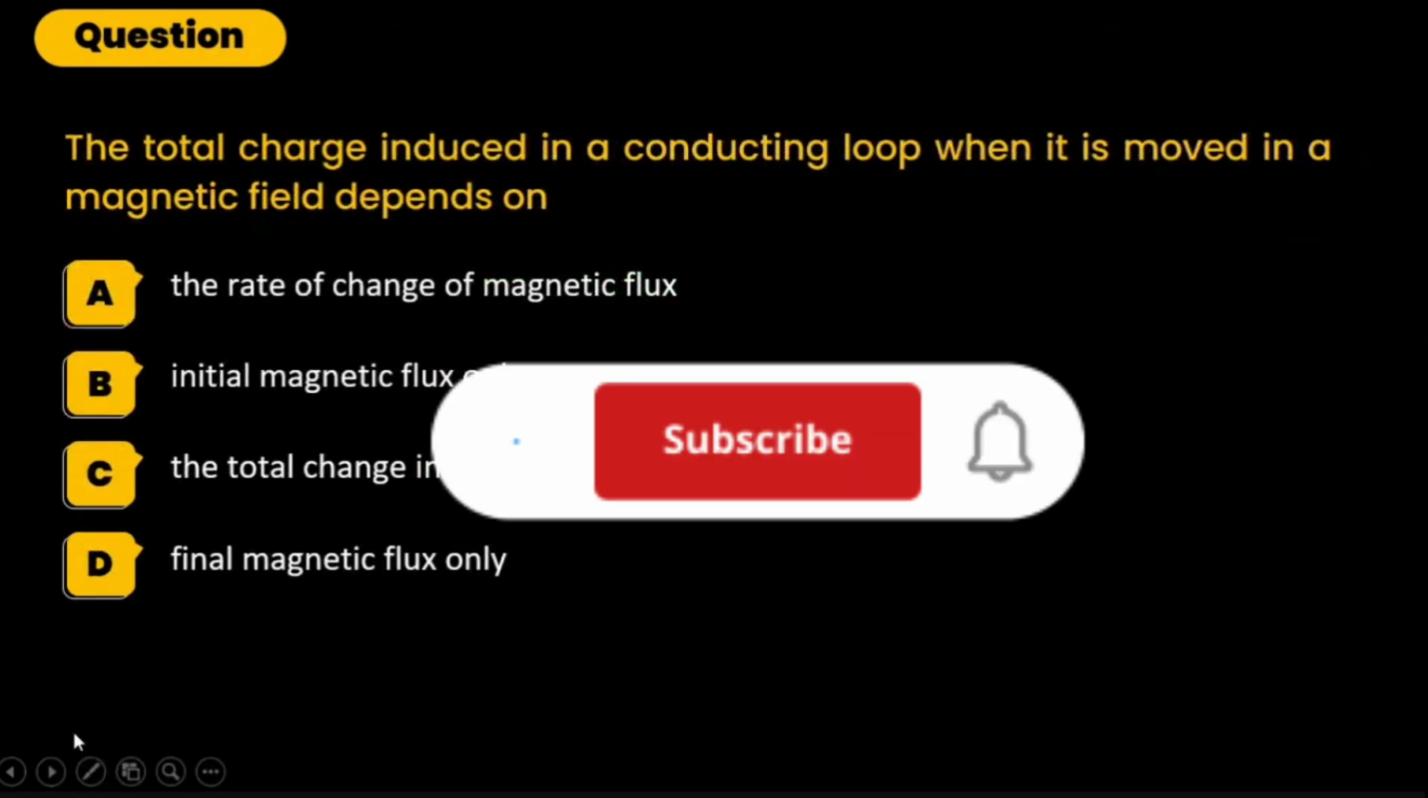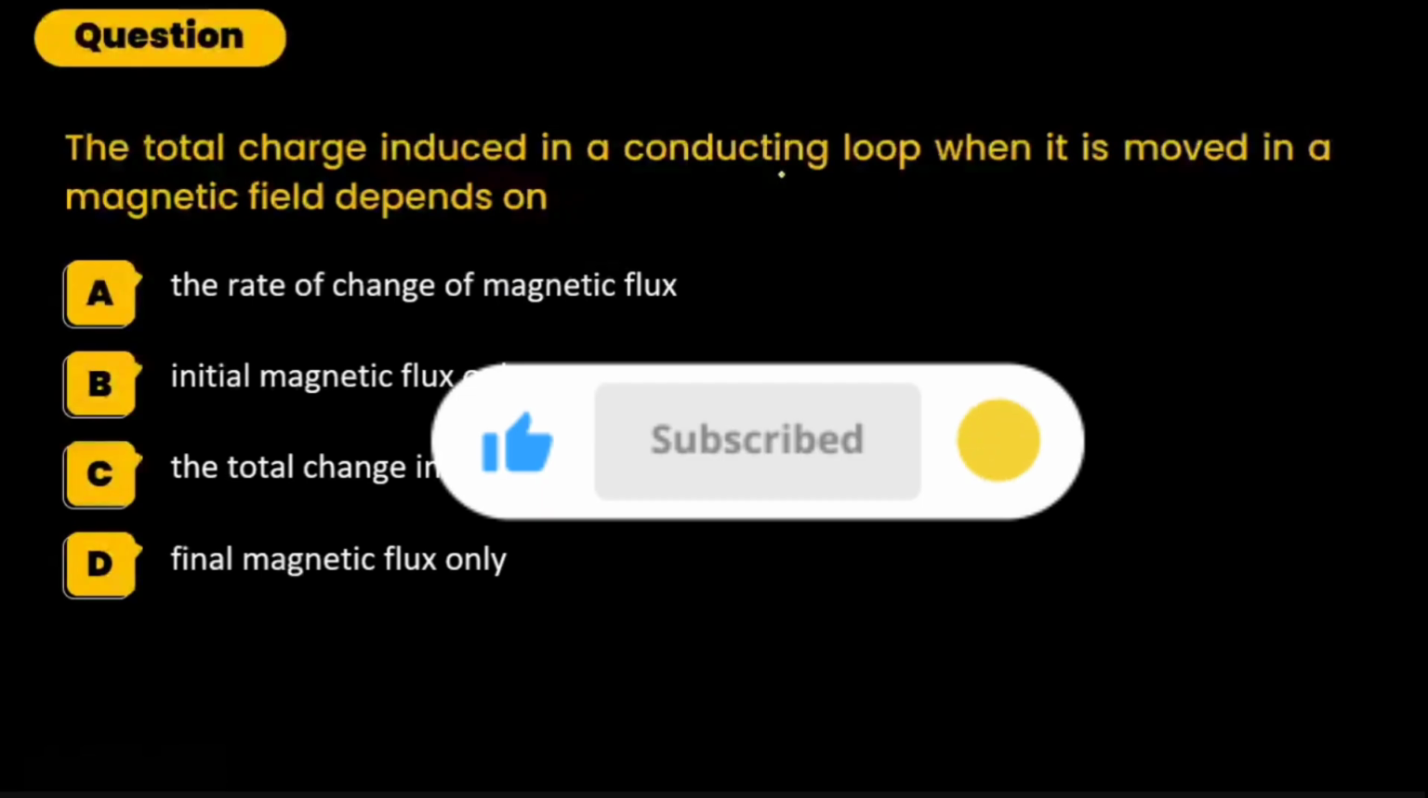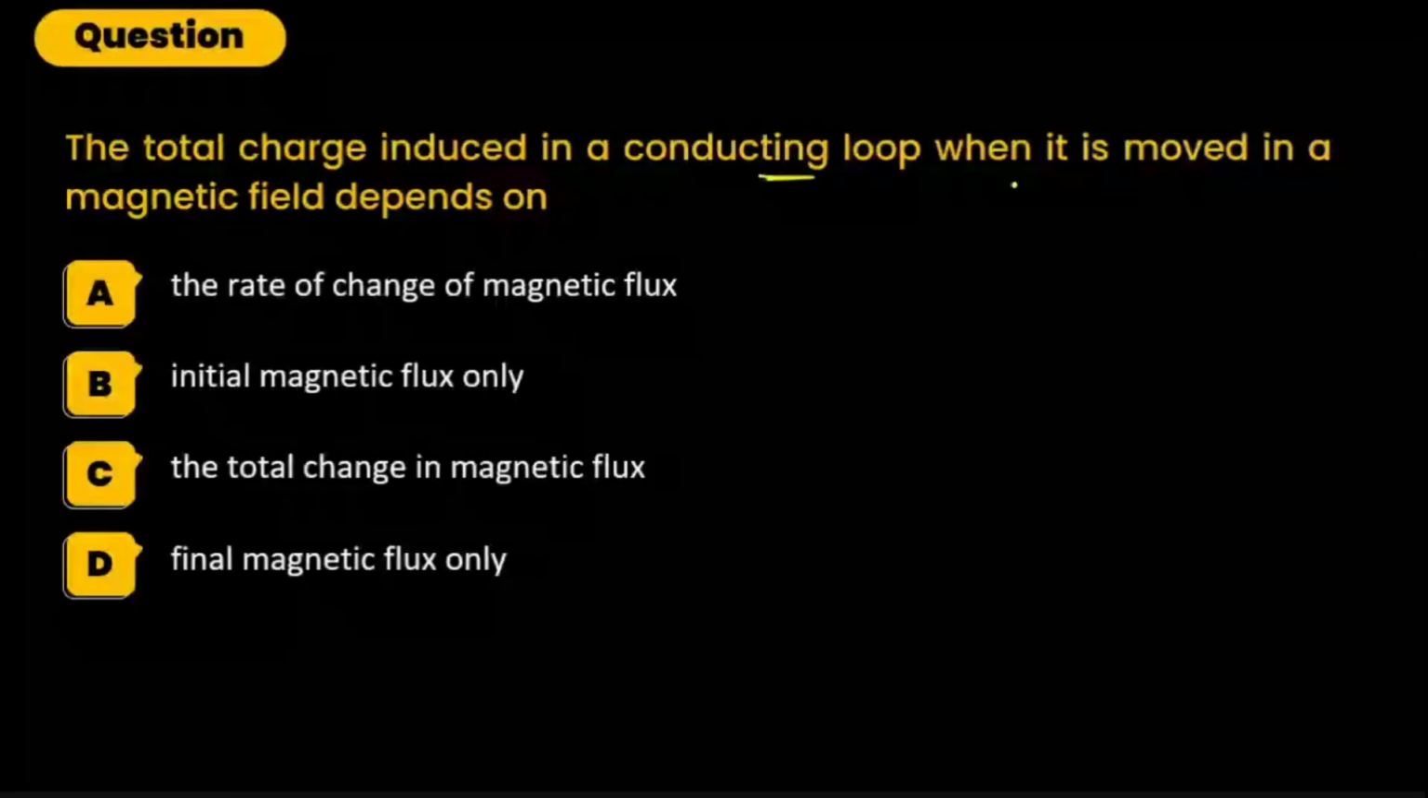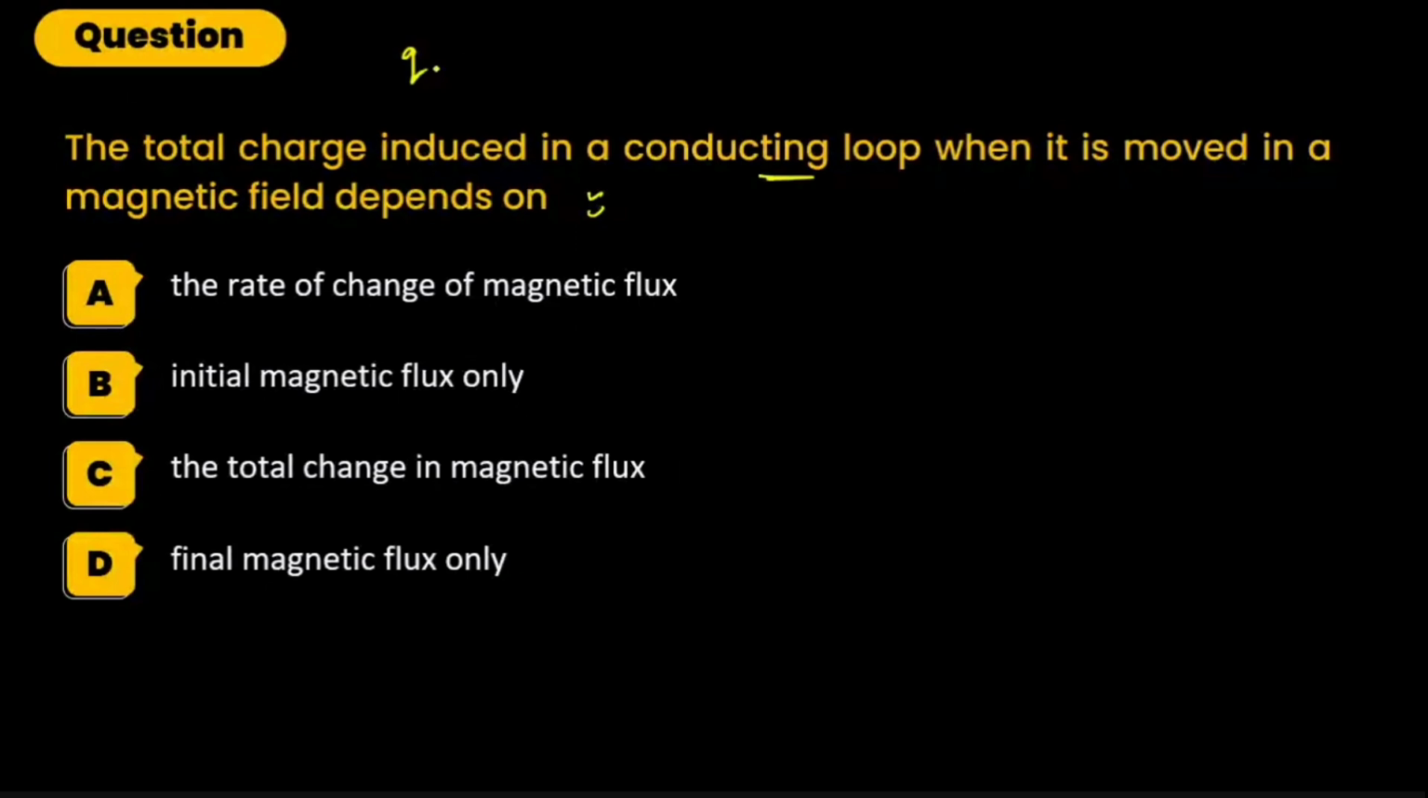Next we have: the total charge induced in the conducting loop which is moved in the magnetic field depends on. So here we have to answer how this Q is going to change and on what factors it depends upon in the magnetic field. So again, let us see the EMF. EMF is nothing but negative of d phi by dt. EMF is something that is potential and I can write IR in place of it from Ohm's law. I have simply used Ohm's law here.